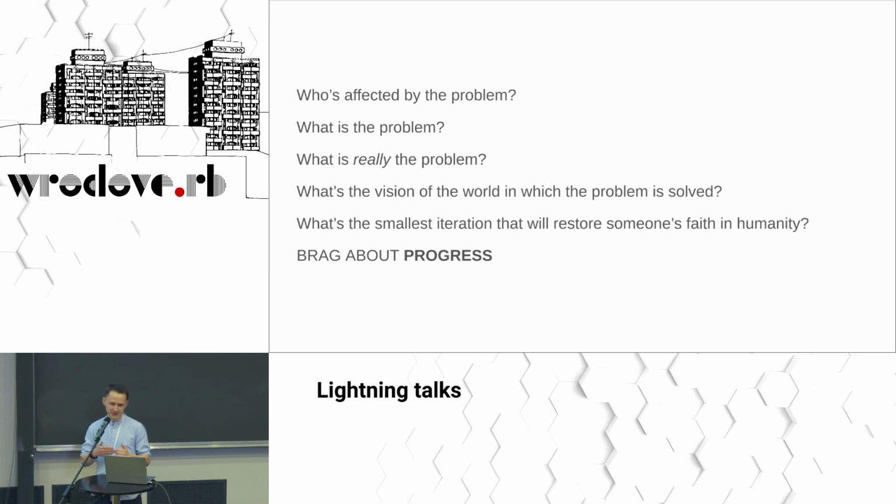And then once you understand what is the surface level problem, so what people tell you, then you have to understand what is the common theme behind all of these problems that people are facing, and then why have we not been able to solve it in the past? And then you have to come up with a vision of the world in which this problem is solved, and then also what is the smallest iteration that will restore somebody's faith in humanity. So small fixes that you can start delivering and get to the solution.